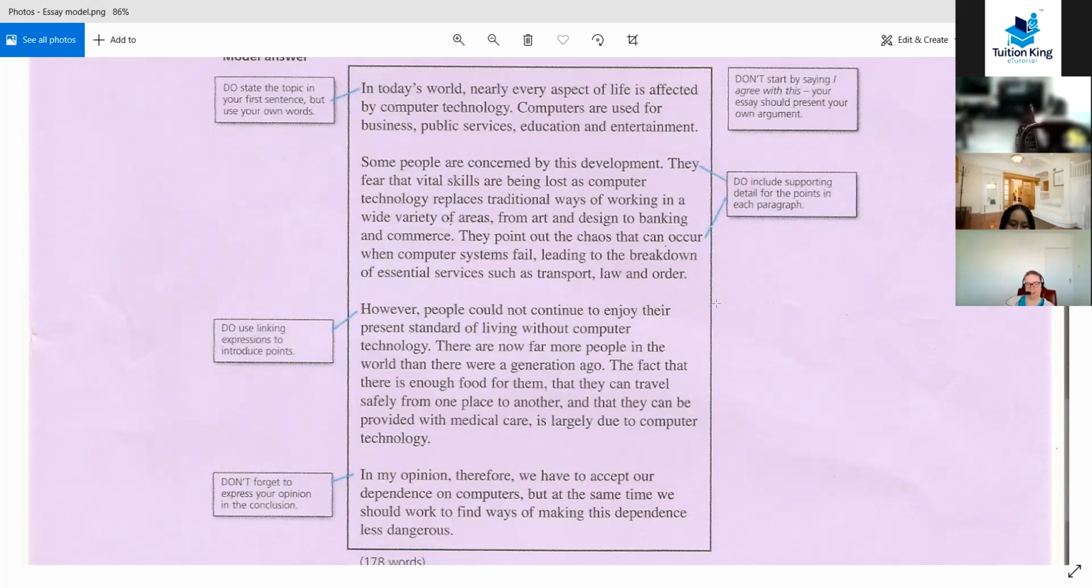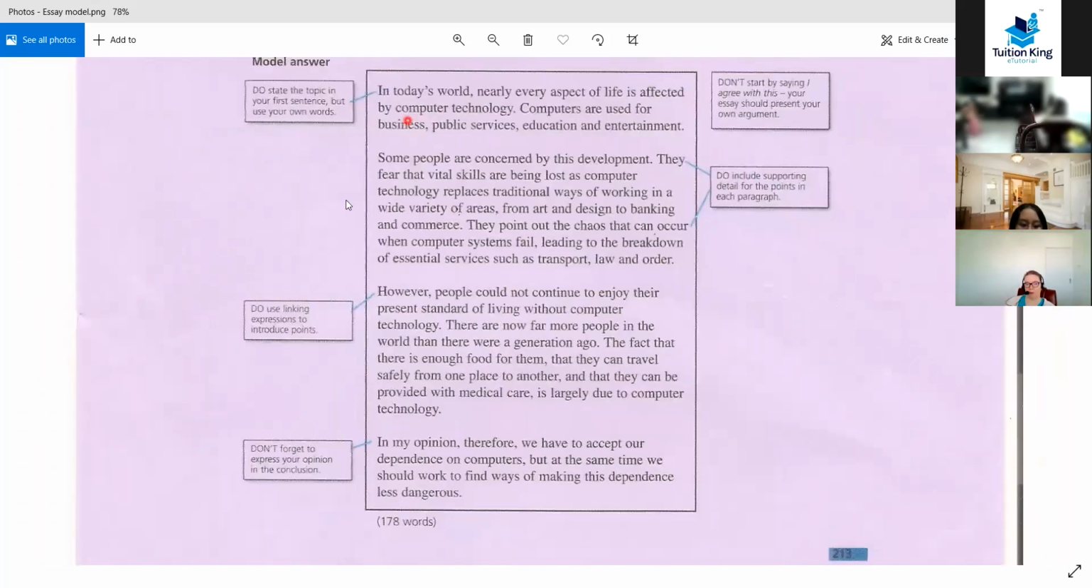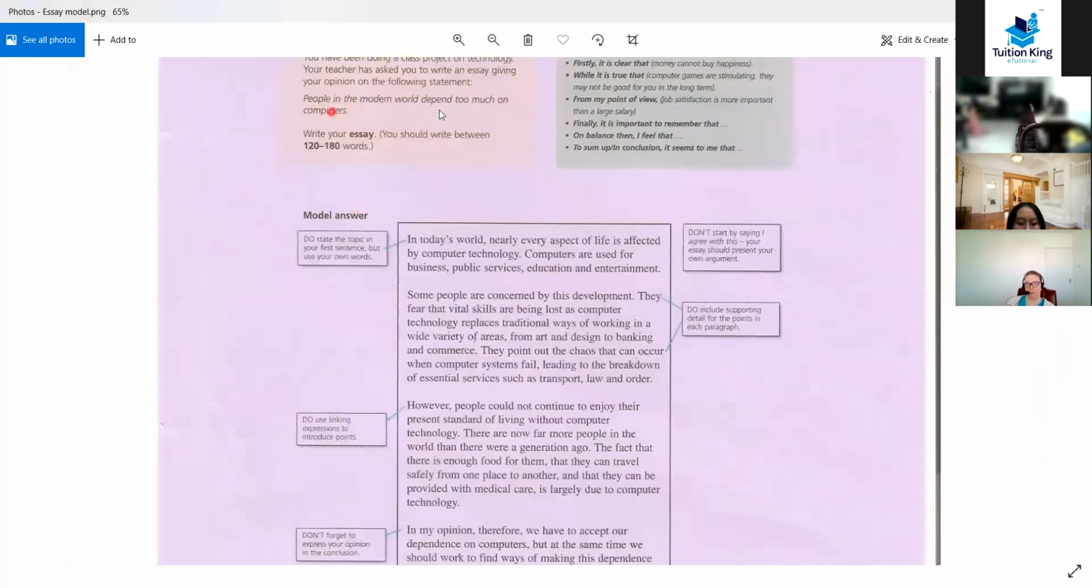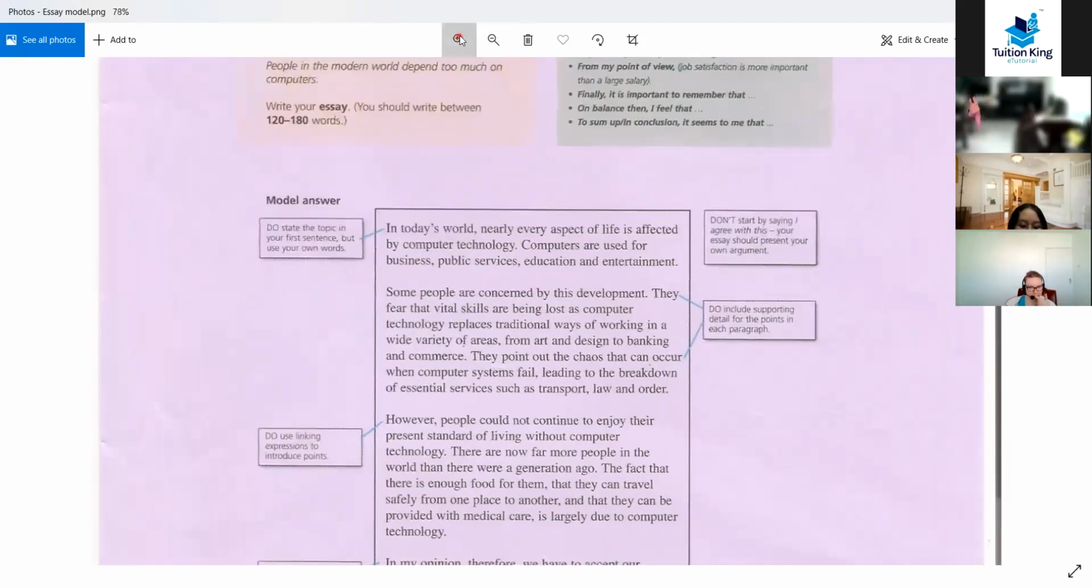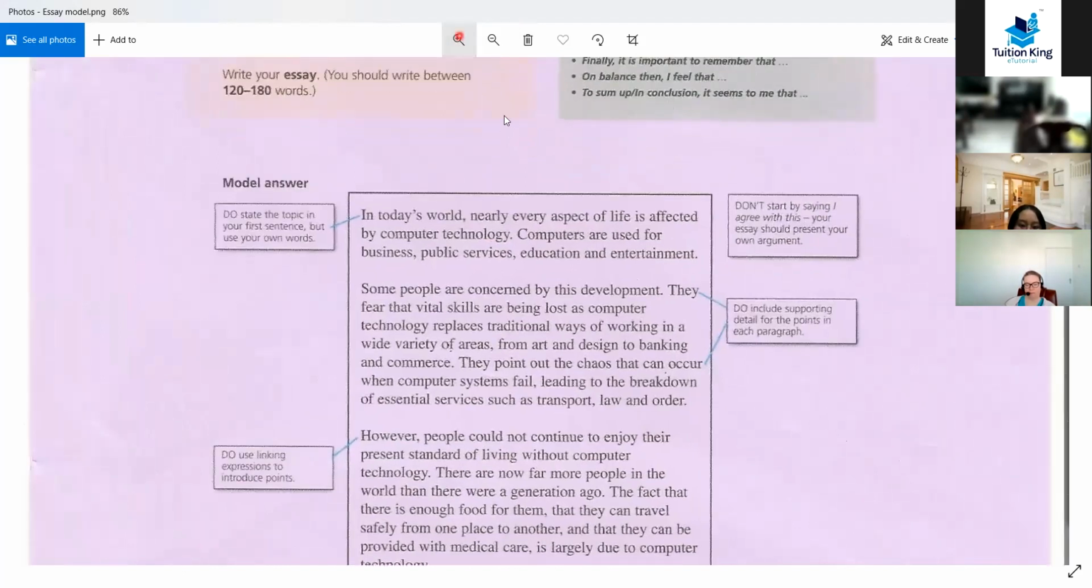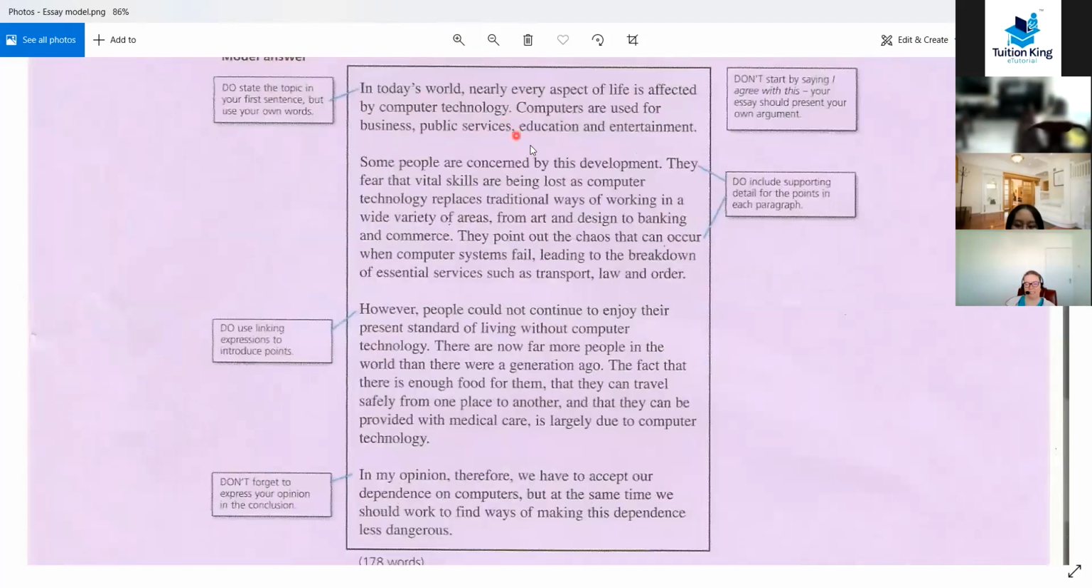And so you can see in the introduction, you should state the topic in your first sentence, but use your own words. Remember the question is, people in the modern world depend too much on computers. But here, in today's world, nearly every aspect of life is affected by computer technology. Here, you use your own words to state the topic of the question. Does everyone understand? So you need to introduce the topic in the first sentence, but use your own words. Don't copy the same sentence from the question.